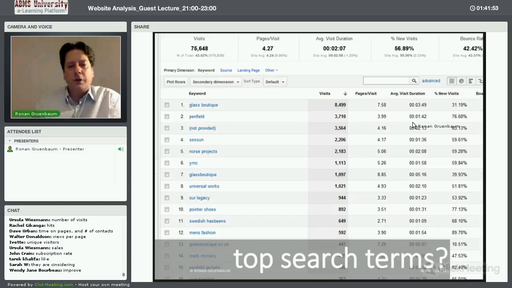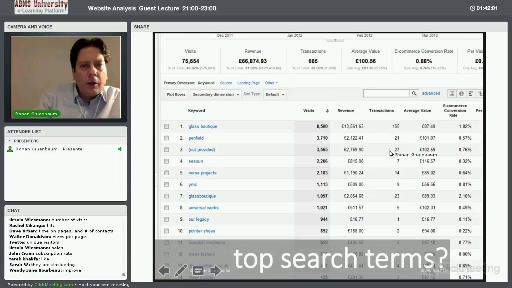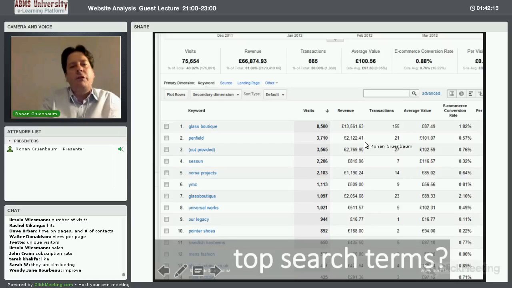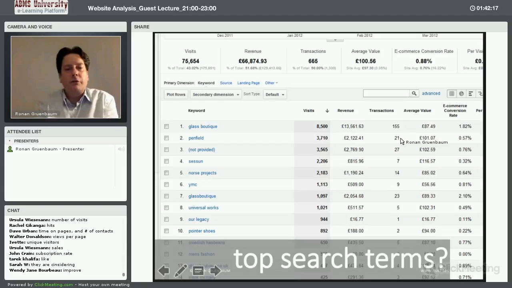You can see what people are searching on to get to our website, and therefore the percentage of new visits. So you can ask, okay, well, so what? If you look there, we have 3,710 visits on the term Penfield, and we can see the revenue that this has generated. We can see the number of transactions, the average value of those transactions, and the e-commerce conversion rate.